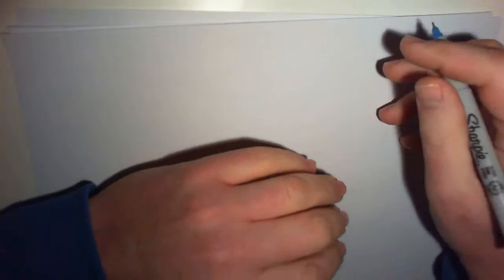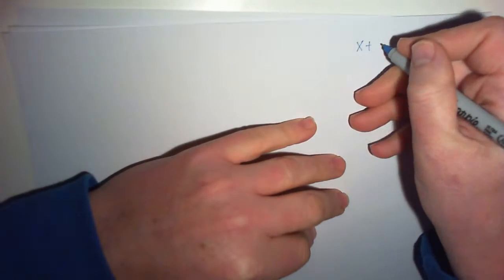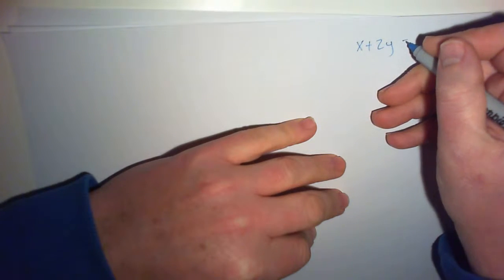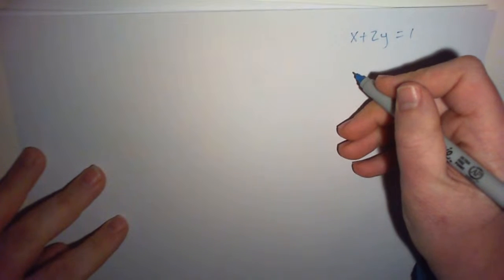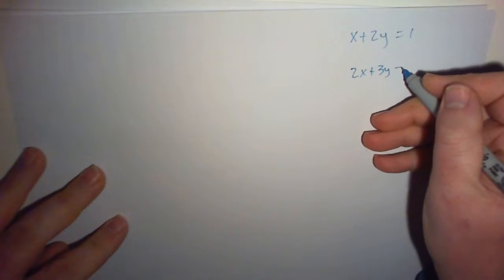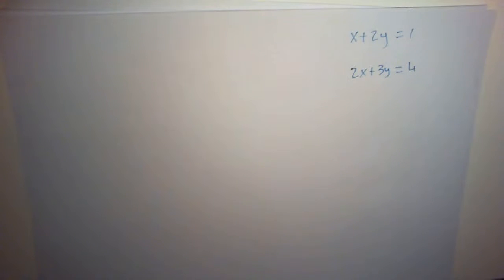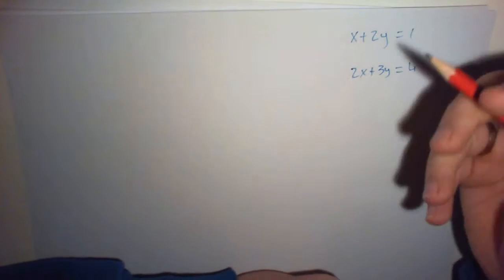So let's have a look at two equations. Here we have an equation of a line, and here's another one. It's handy to do a bit of revision while we're doing this, so let's quickly find the slopes of these lines.